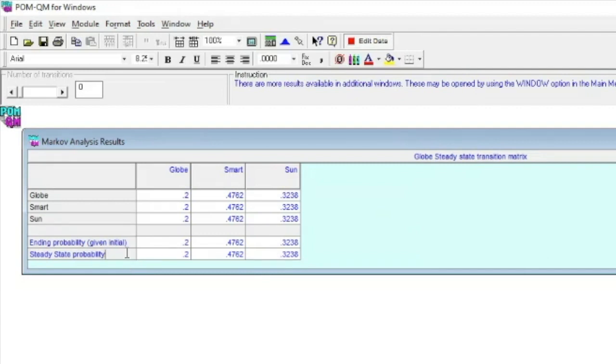What is this steady state probability? When we say steady state probability, this is the probability in the long run. That's why it is called steady state probability. In the long run, what can its probabilities be after several months, after several years. Or this is the percentage of time we spend in each state. In our case, 20% for globe, 47% for smart, 4762, 38% for the sun. So this is our final answer, which, if we look at our manual computation, is almost the same also. Now, this is not the only output POM-QM gives; we have one more output.